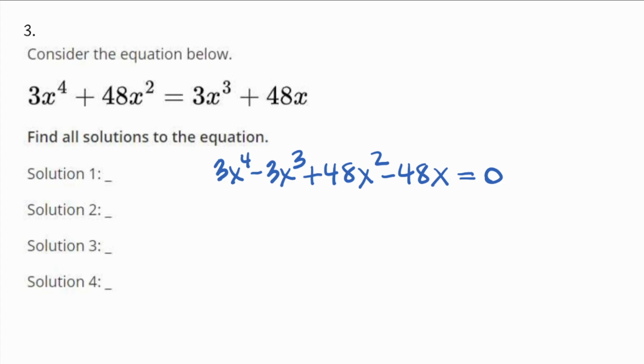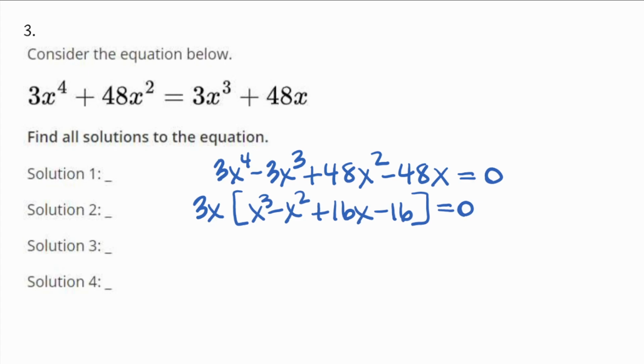But maybe actually before I do that, I should always remember, I don't always remember, but you should, to always look for a greatest common factor. Okay, and I see that 48 is divisible by 3, and everything has at least one power of x in it, so I'm going to factor out a 3 and an x. And I'll be left with x to the third minus x to the 2 plus 16x minus 16. Now the thing inside those square brackets, that's what I'm going to group and factor. That'll be a little bit easier.